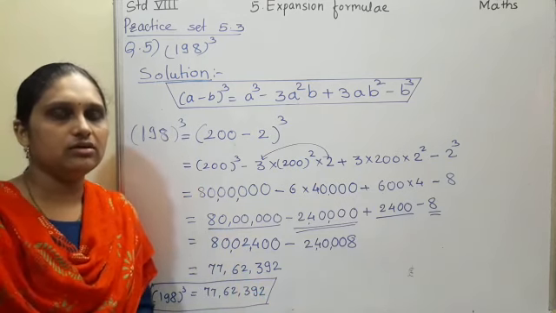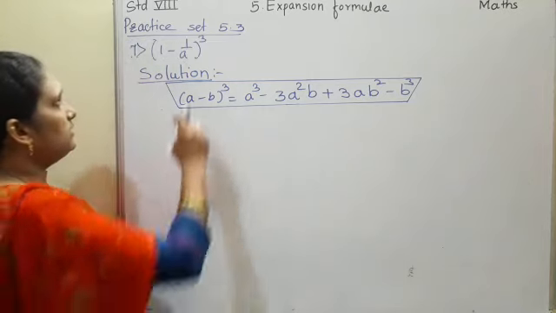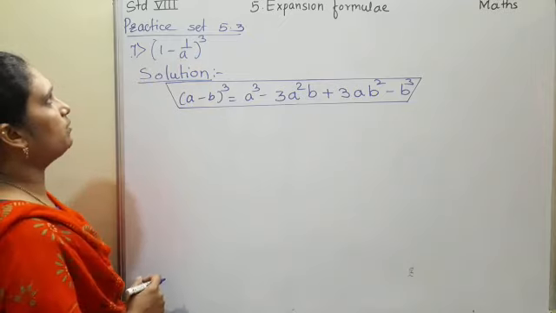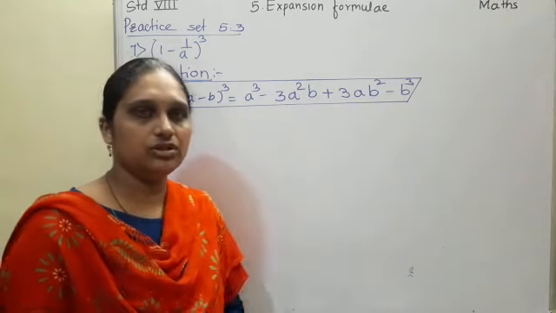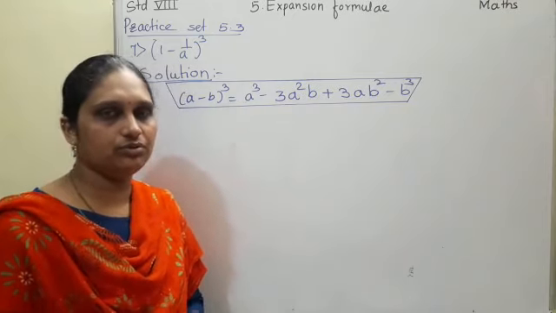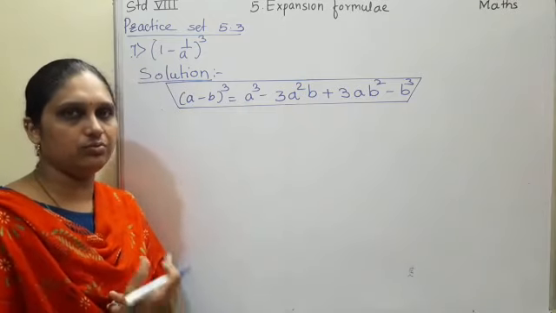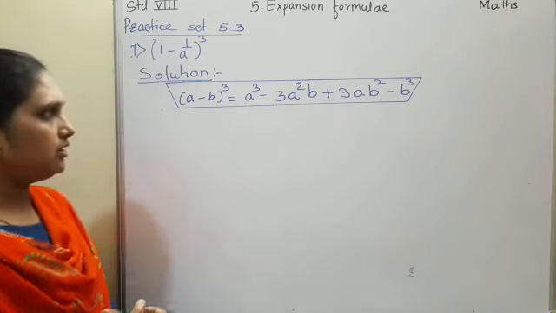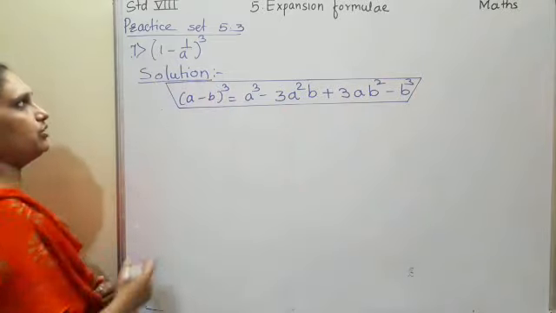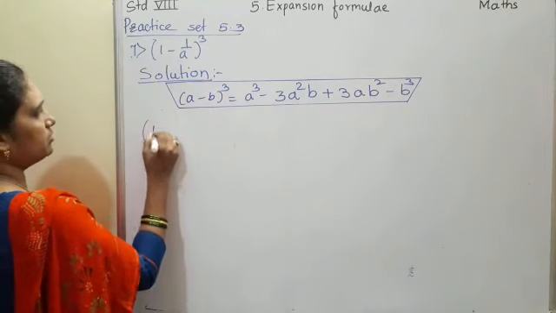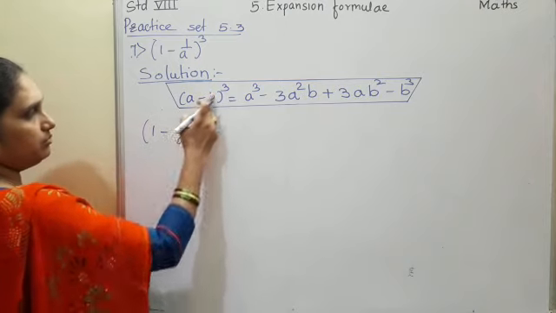Now we'll see the next sum, that is (1 minus 1 upon a) its cube, the 7th sum. Again, in the solution we have to write which identity we are going to apply. The identity is (a minus b) its cube is equal to a cube minus 3a square b plus 3ab square minus b cube. Now I'll write the sum, (1 minus 1 upon a) its cube, and compare both.